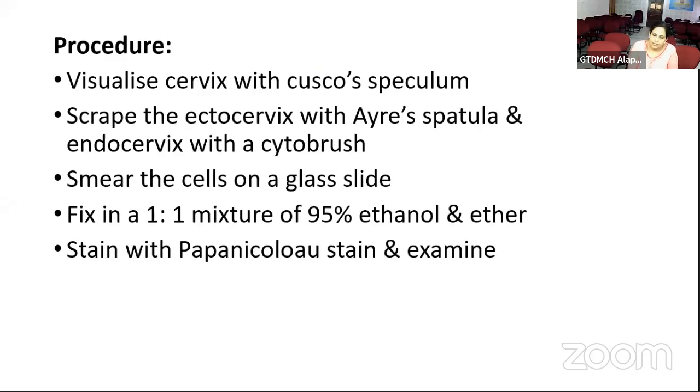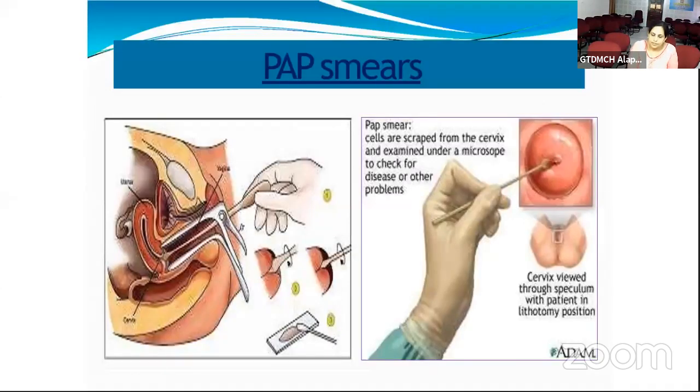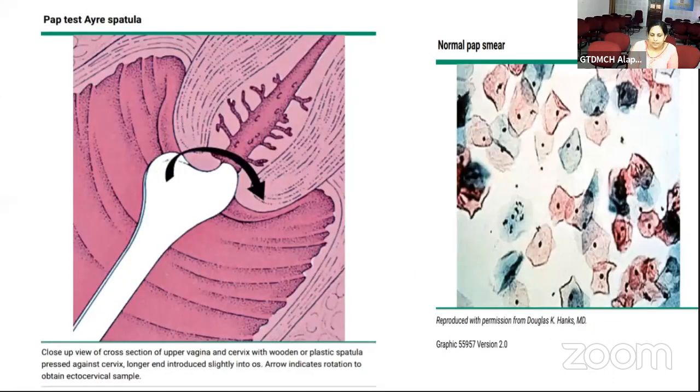The procedure: visualize the cervix with a Cusco speculum, and then scrape the ectocervix with an Ayre spatula around 360 degrees and the endocervix with a cytobrush. Smear the cells on the glass slide. Fix in a 1:1 mixture of 90% ethanol and ether, stain with Papanicolaou stain and examine. This is the picture showing how you collect a pap smear. This Ayre spatula, this bifid edge is introduced into the cervical canal, and you go for rotation around 360 degrees.